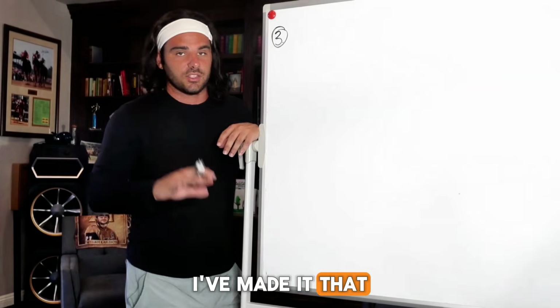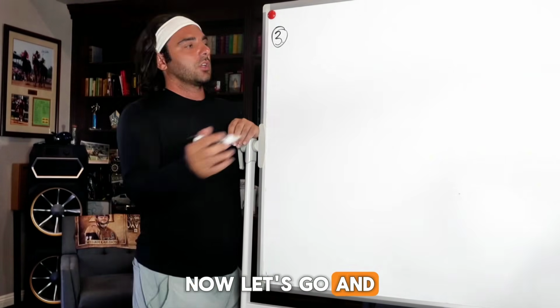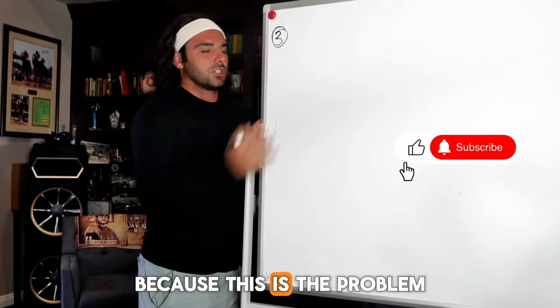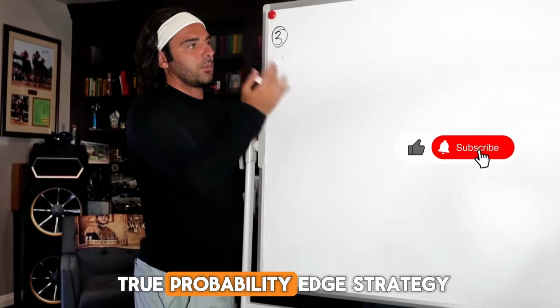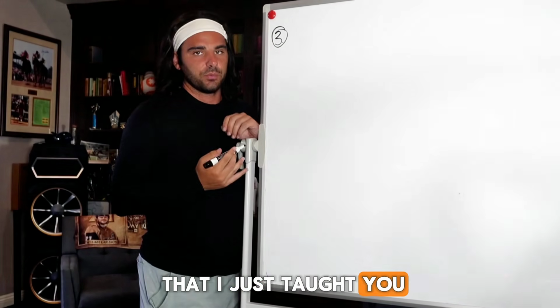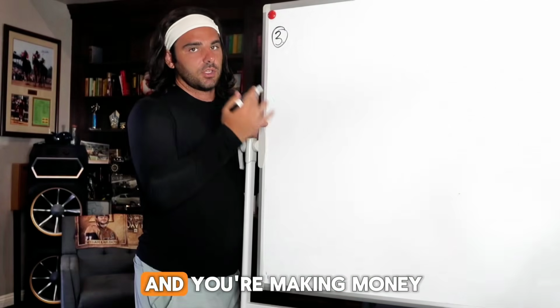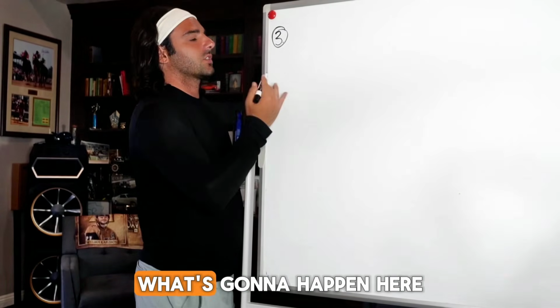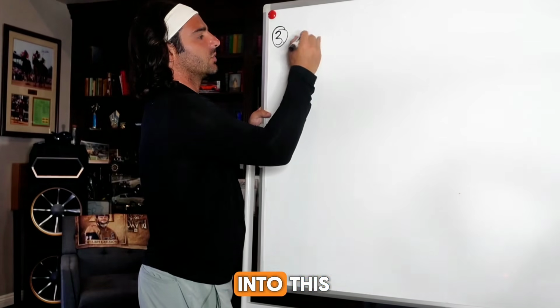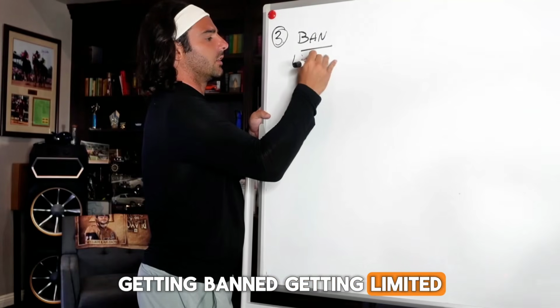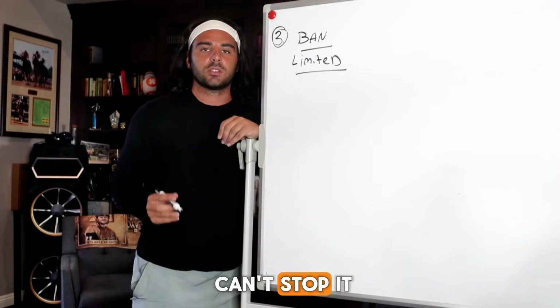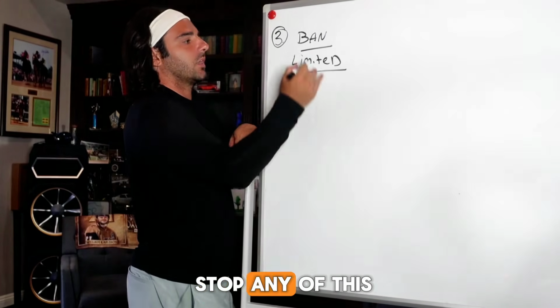I've made it that simple for everybody. Now let's go ahead and get to step number 3 here, because this is the problem. When you do the true probability edge strategy that I just taught you, and you're successful and making money in sports betting, you're going to run into this: getting banned, getting limited, and guess what? You can't stop it. There's no way to stop any of this.